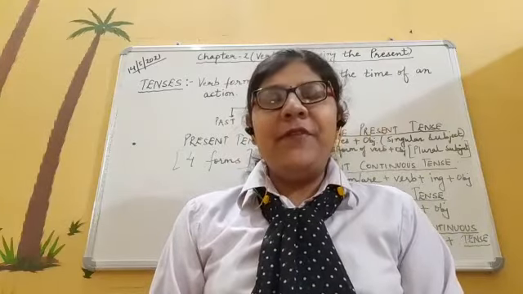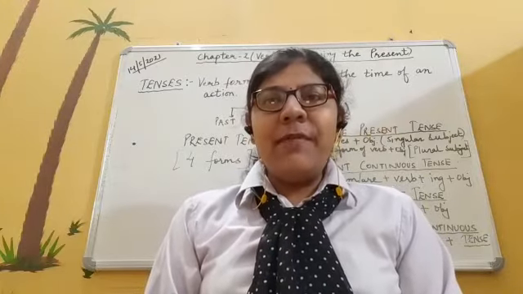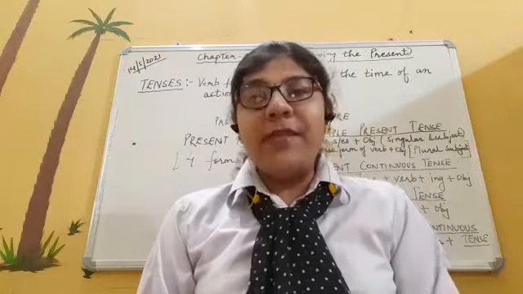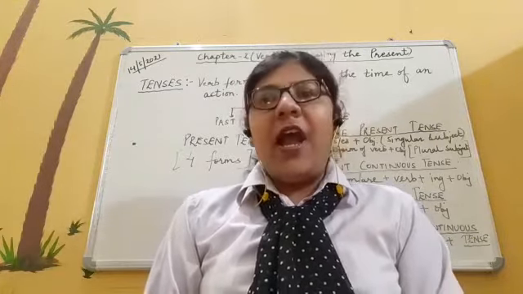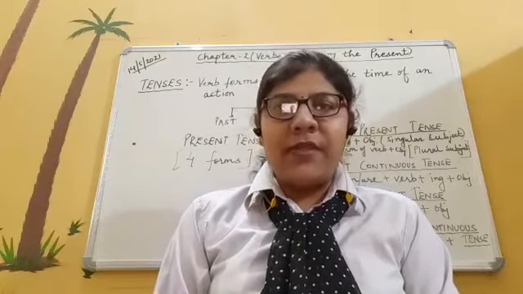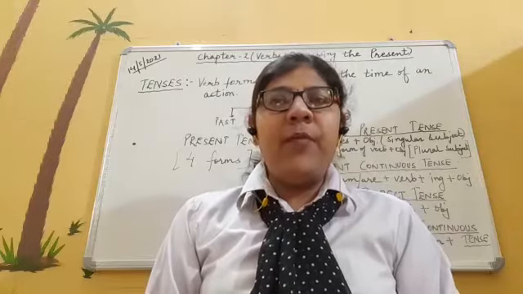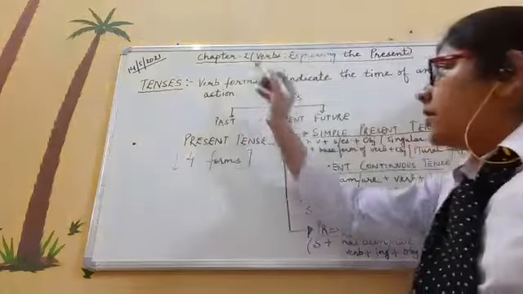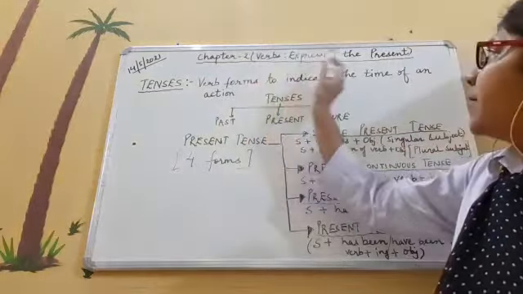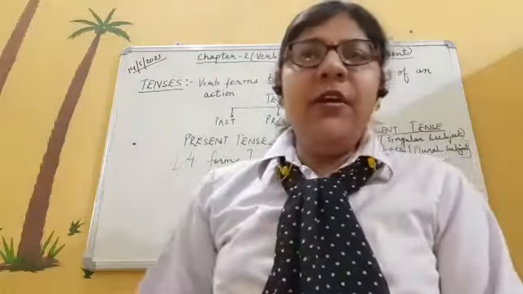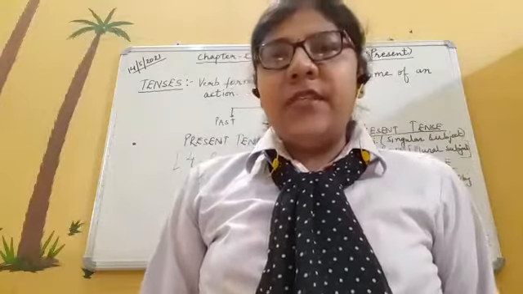Children, if you remember, in the first video we discussed the articles and the determiners. We discussed what the determiners basically are, and we also discussed the 6 kinds of determiners. So today we will be starting one very important chapter of English grammar, that is verbs expressing the present. In this chapter, we will be dealing with the present tense and its various forms.